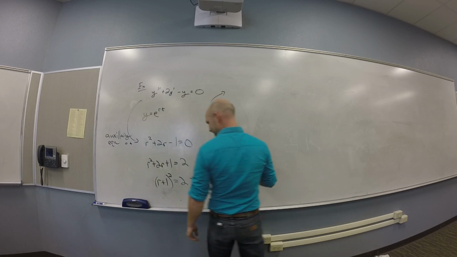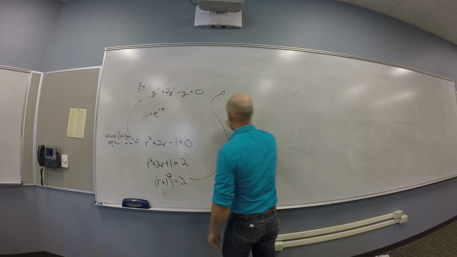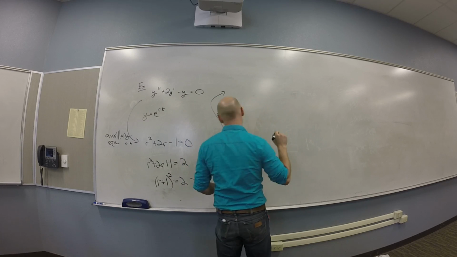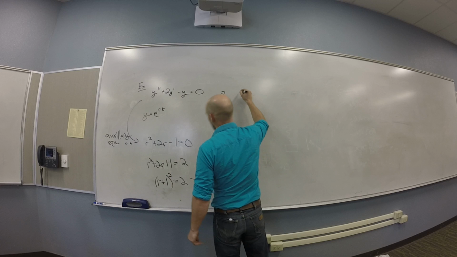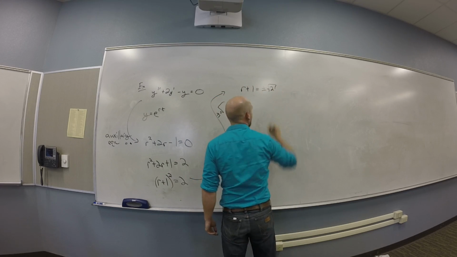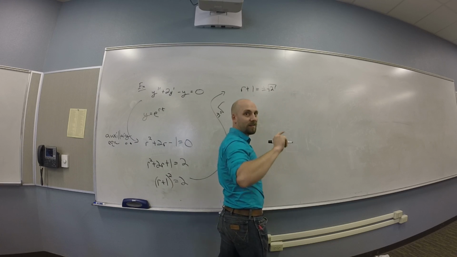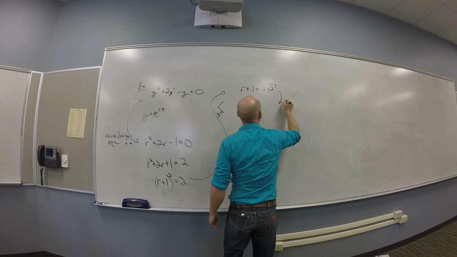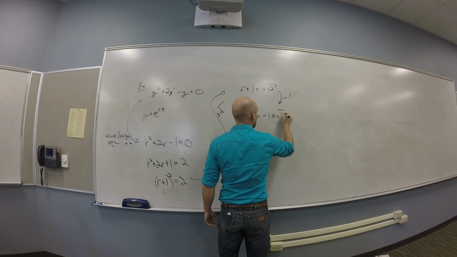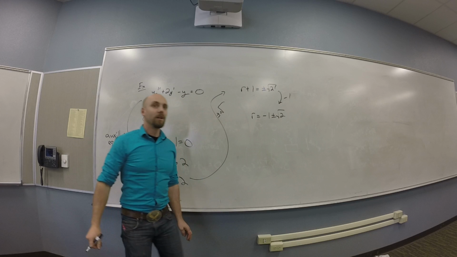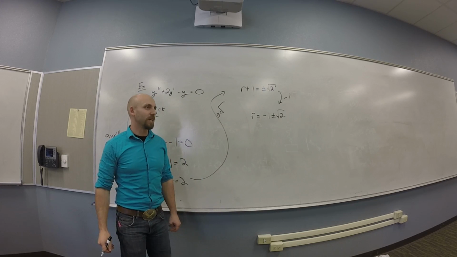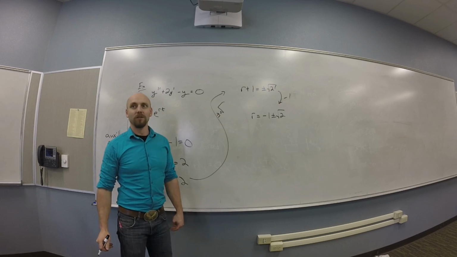So what do I get at the end here? What's your next step? Square root. Yeah, make sure you get both bits. You'll need them both. So you get plus or minus square root. So you get r plus 1 is plus or minus the square root of 2. And then knock the 1 to the other side, so you get r is negative 1 plus or minus the square root of 2.